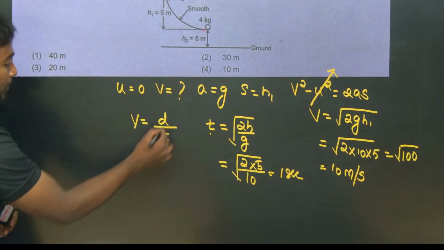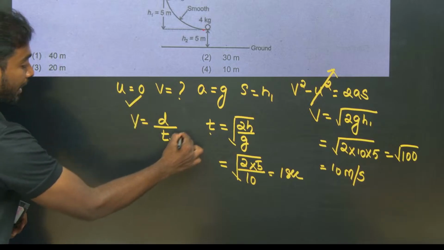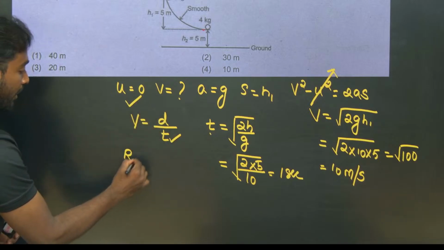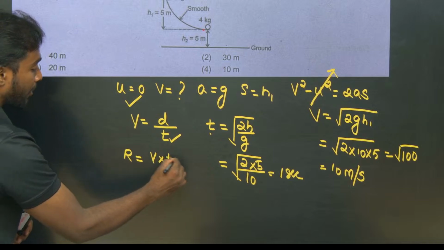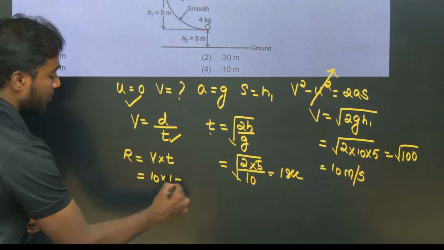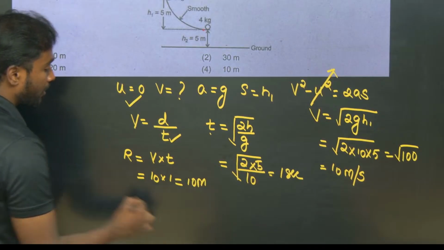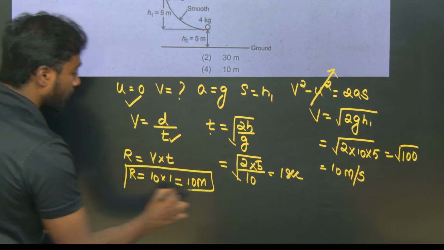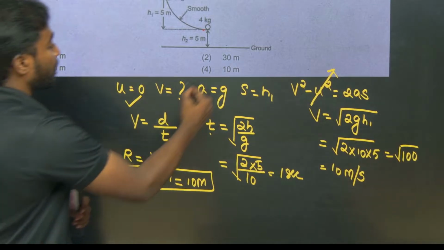So I know the velocity, I know the time, I can find the range now. So range equals velocity into time. What is the velocity? 10 meter per second. So 10 into 1, which is nothing but 10 meter. This is my range. So option 4 is the answer.